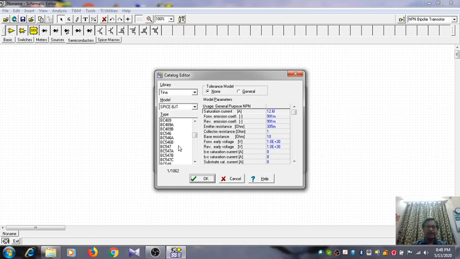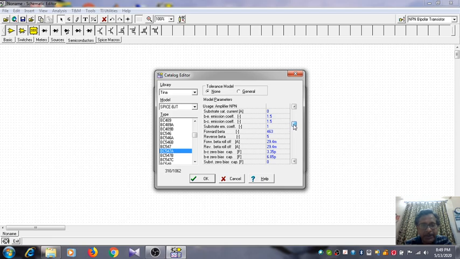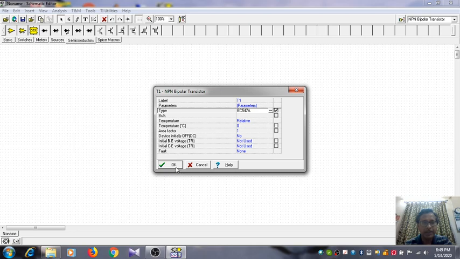BC547, if you take, you will find the beta to be a very large value, say 1162. BC547B has got an even smaller value, say 700 or so. BC547A, if you pick up this particular transistor, you will see the beta value is the lowest of all the varieties. Here you see the forward beta is 463. So 463 is the forward beta value, and it satisfies our purpose. Let us choose it and we will put OK.